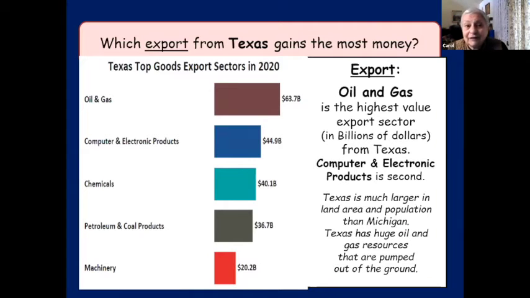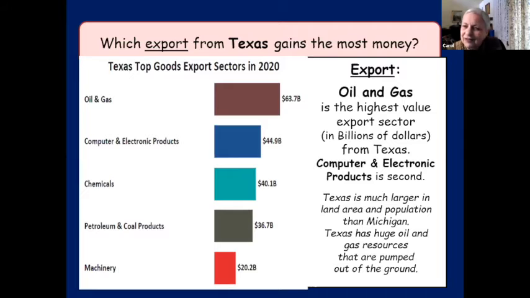Texas is different. You don't see transportation equipment at the very top of what Texas exports. Texas is a really big state, with a lot of oil and gas underground, beneath rock layers. Texas sells that oil and gas, which it also processes into petroleum and coal products.